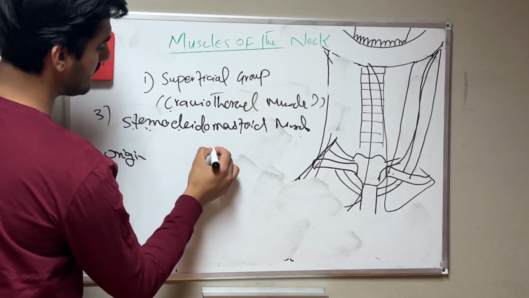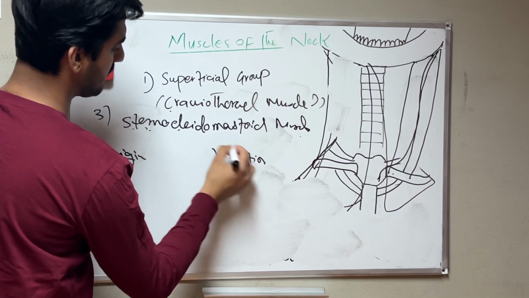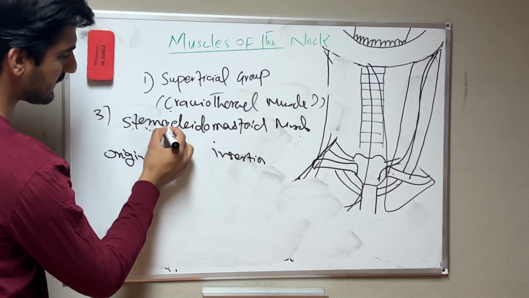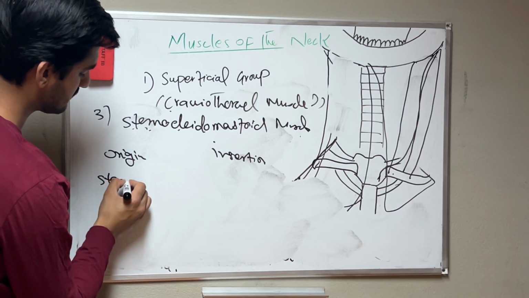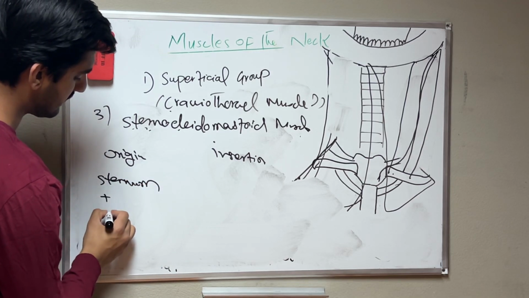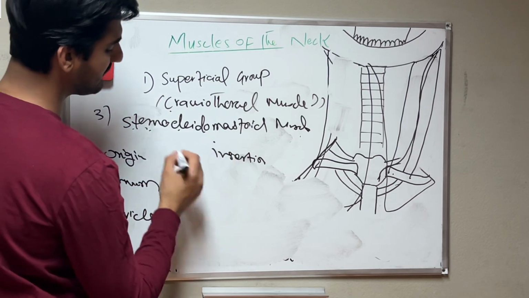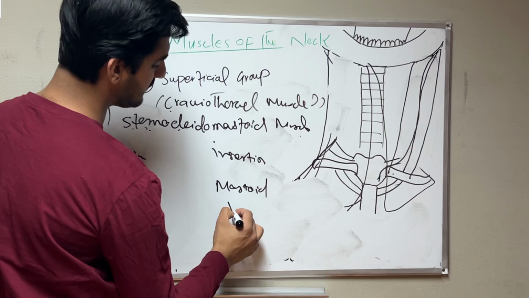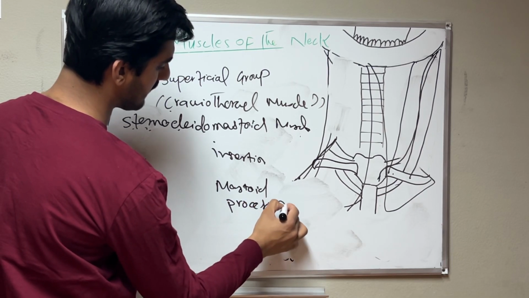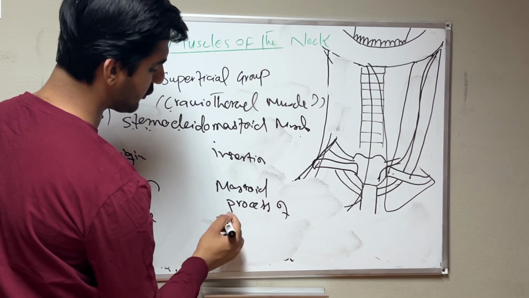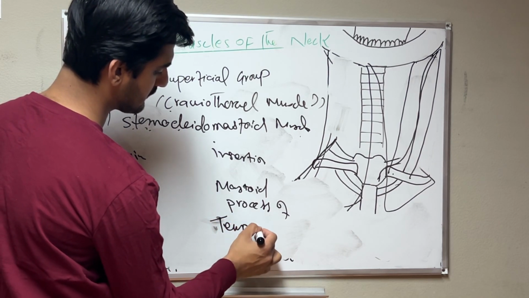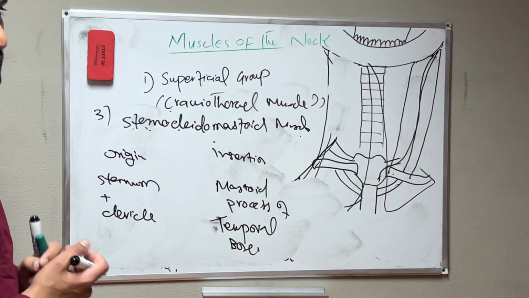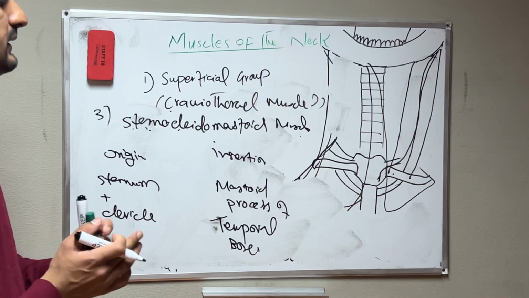Origin and insertion. The origin is from the sternum, because I told you this is sternum plus cleido, means sternum plus clavicle is the origination. And insertion where? Insertion here into the mastoid process of what? Temporal bone. Okay, these are the origination and insertion of the sternocleidomastoid muscle.